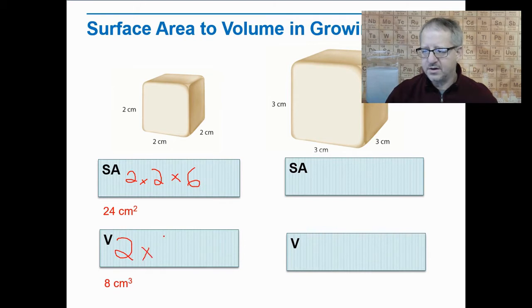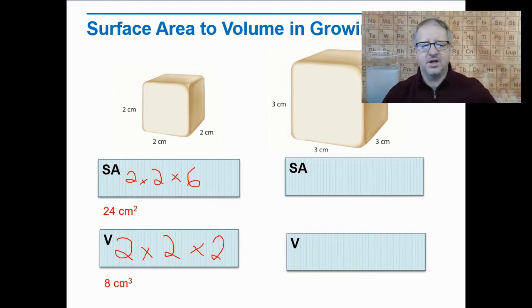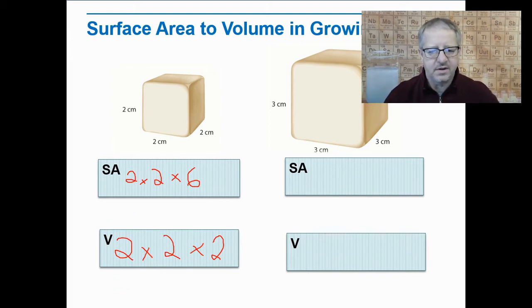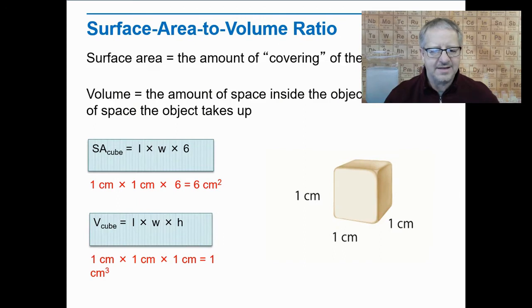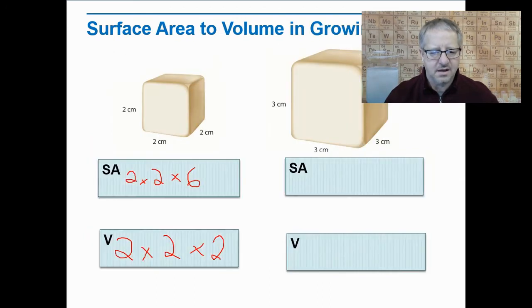2 times 2 times 2. 2 times 2 is 4. 4 times 2 is 8. That gives 8 centimeters cubed. And so you can see in the previous example, right, we had 6 and 1. Now we're at 24 and 8. So it was 6 and 1. Now it's 24 and 8.